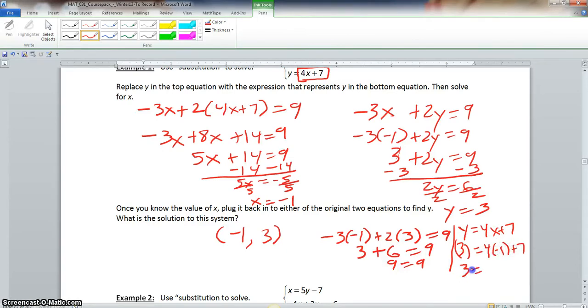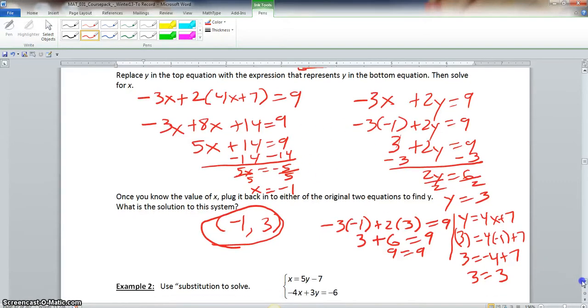So we have 3 is equal to negative 4 plus 7. And we know 3 equals 3. So this is the point of intersection, and this is also the solution to both of these systems. Now we scroll down here to the next problem.